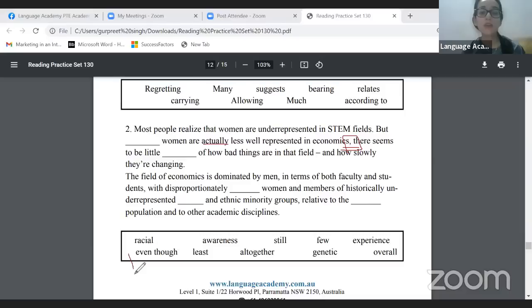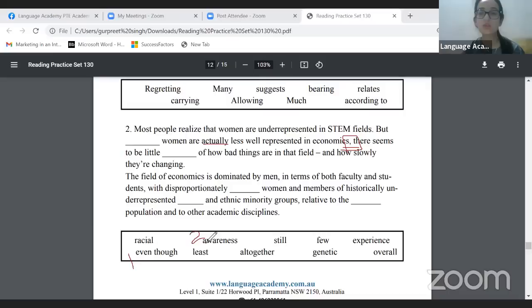There is little awareness, meaning they just know one thing, that women are less represented, but there is no awareness of how bad the things are. There are other bad things also, and nobody is focusing on that. They just know that there is less representation and the story finishes. They don't know what bad things are there in that field.